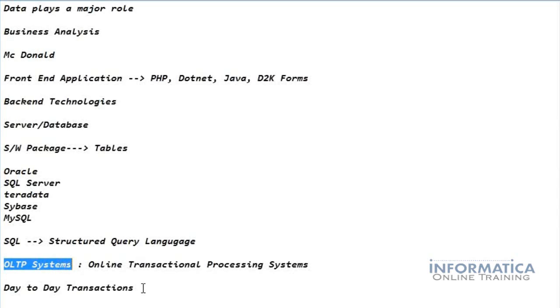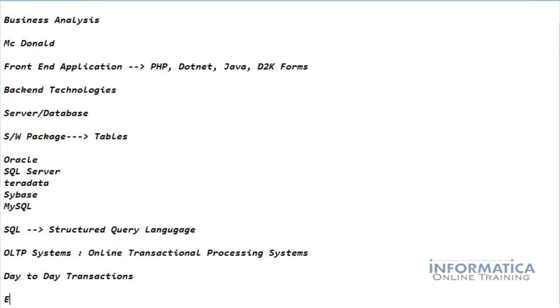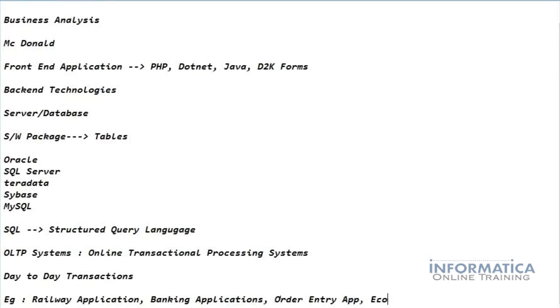When you talk about examples of this OLTP system, you can speak about any railway applications, banking applications, any financial applications, or any order entry applications, right? Any kind of e-commerce applications.